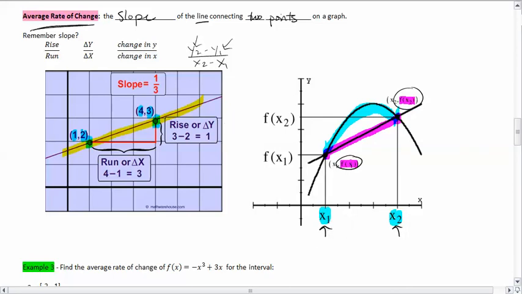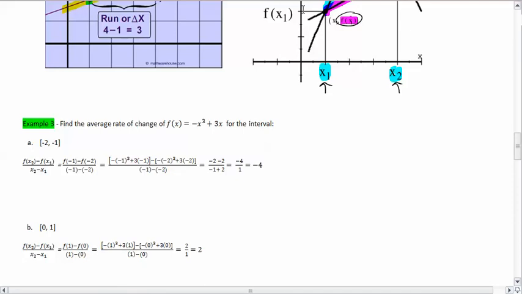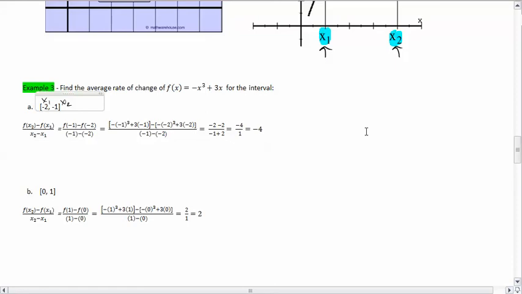So in an example, if we were given f of x is equal to negative x cubed plus 3x over the interval -2 to -1. So our x1 and our x2, this right here. So x1 is -2, x2 is -1. It's not confusing at all, I'm sure. We plug those in. So what do we plug those into? F of x. So we have f of x2, that's our y2, right? y2 minus y1 over x2 minus x1, delta y over delta x. We're trying to find slope. We're trying to find rate of change.